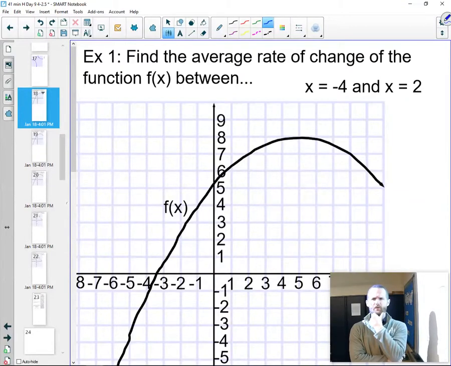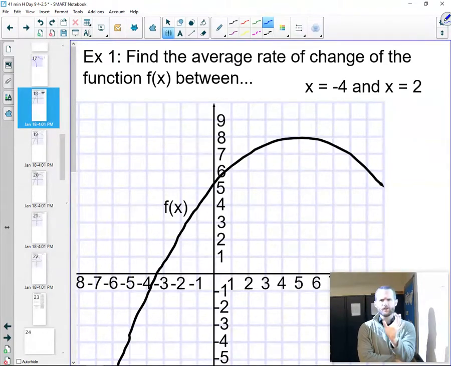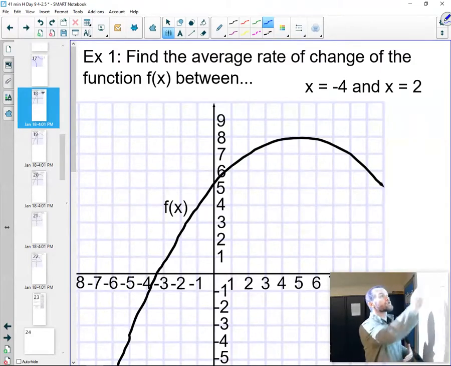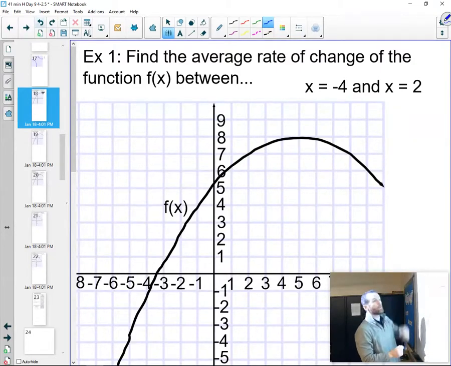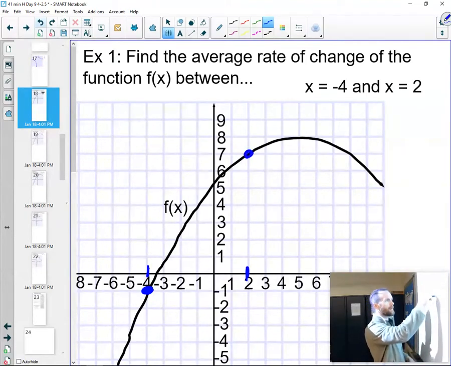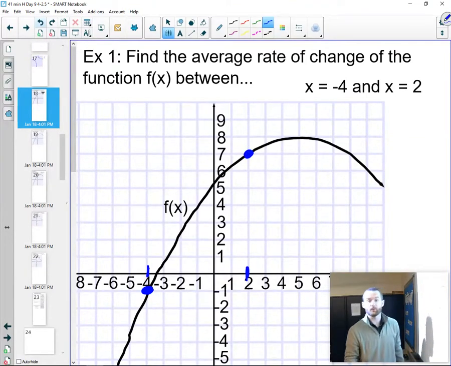Example 1 says, find the average rate of change of the function f of x between x equals -4 and x equals 2. What the graph tells us here is what our starting point and ending point are. So first let's go to x equals -4. So x equals -4 is right here. That hits our function right there. So that's the starting point. And x equals 2 hits the function right there. That's where the function is at x equals 2.